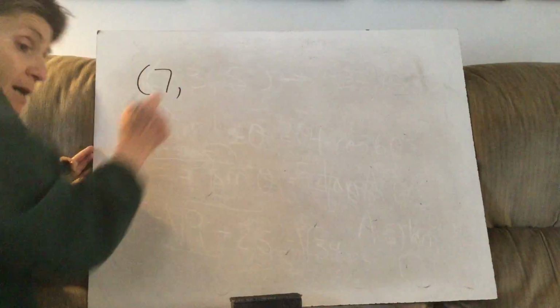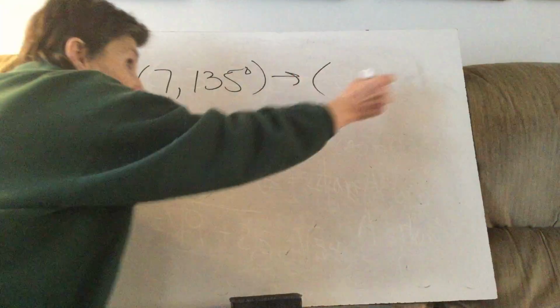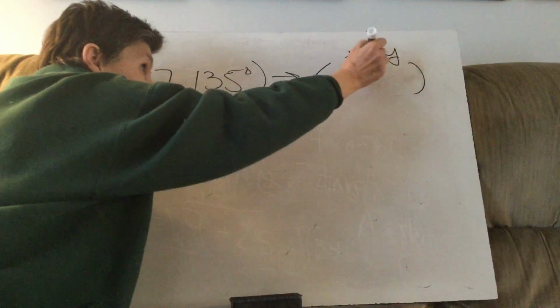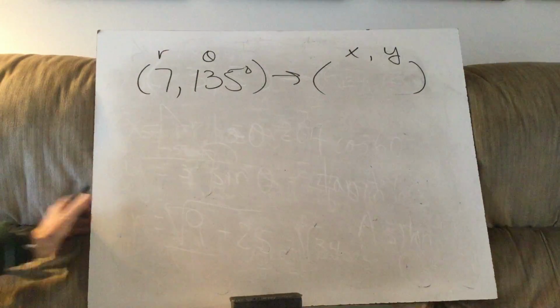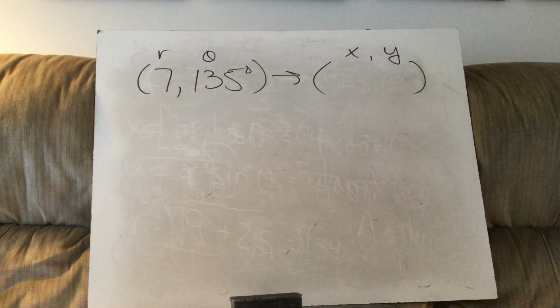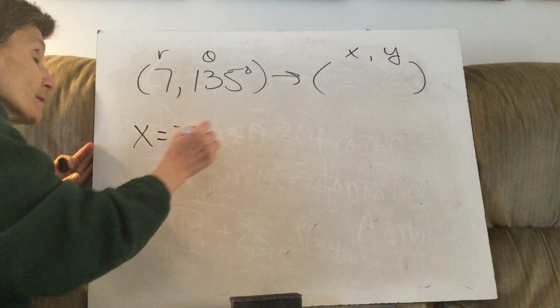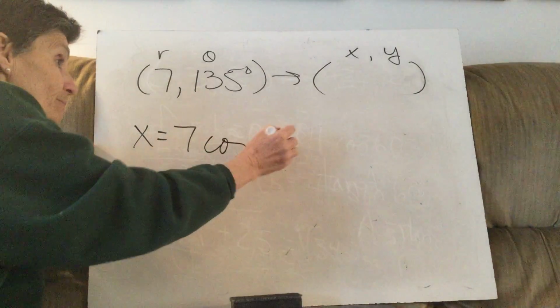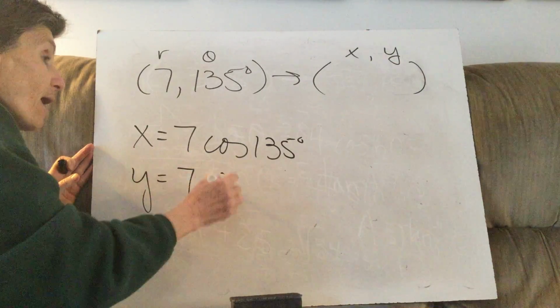We have 7, 135, and we're changing that into rectangular coordinates. So this is r and theta, and we're going to find x and y. Okay, so x equals r cosine theta, and y equals r sine theta.